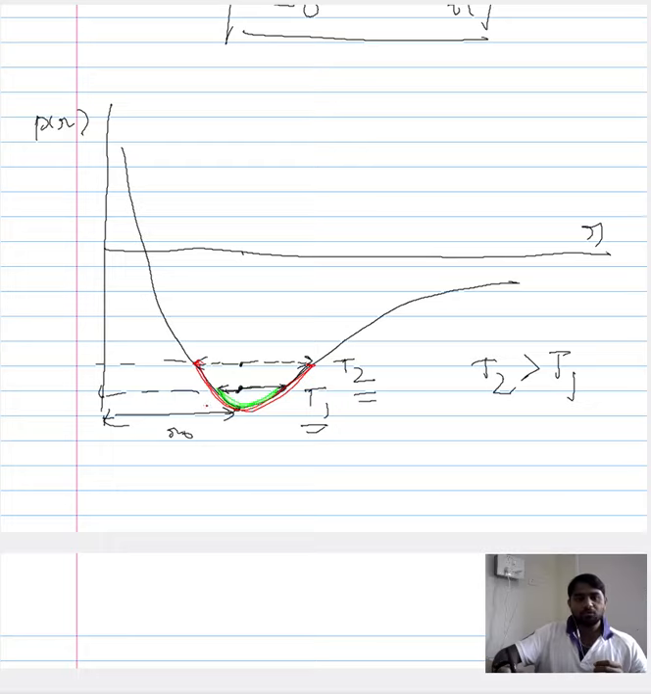So what I mean by approximation is, if I make this approximation, I will end up having two curves, which would look something like this.